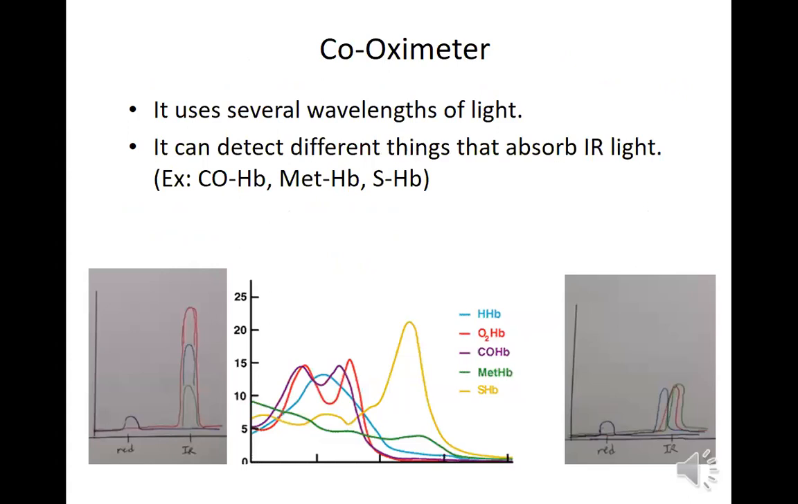And this is showing the co-oximeter. You don't have to memorize all these wavelengths and all that, but everything except for free hemoglobin is going to absorb at 920, like oxyhemoglobin, carboxyhemoglobin, methemoglobin, and sulfhemoglobin.